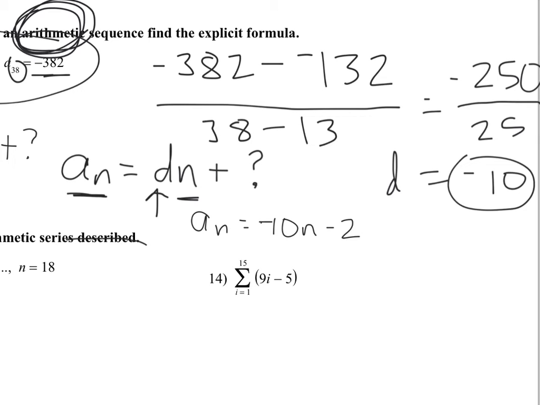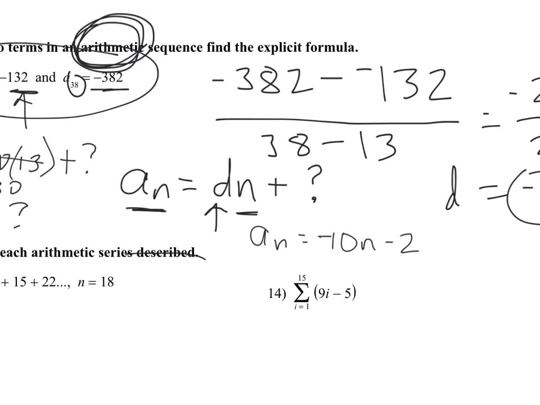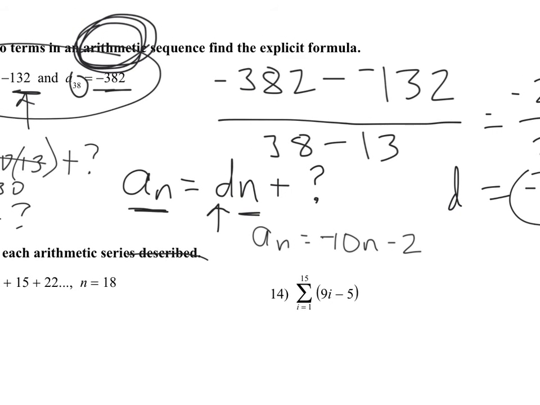And it's never a bad idea to check. It says, according to this, for example, the 38th term right here should be negative 382. So for testing that, if we plug in a 38 for that n, 38 times negative 10 is negative 380. If you subtract away another 2, you're going to get negative 382. So it seems to work. That is the explicit formula, negative 10n minus 2.